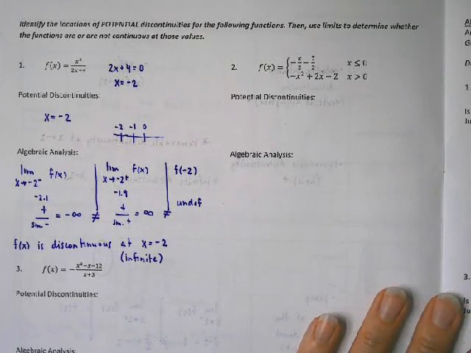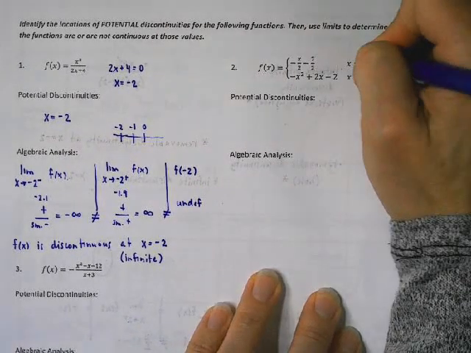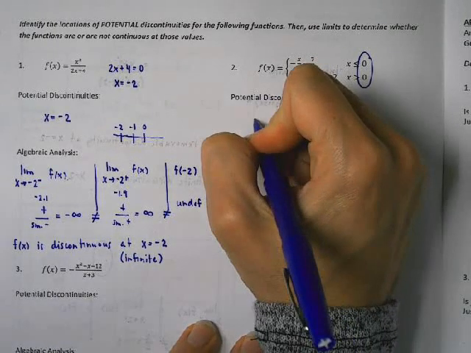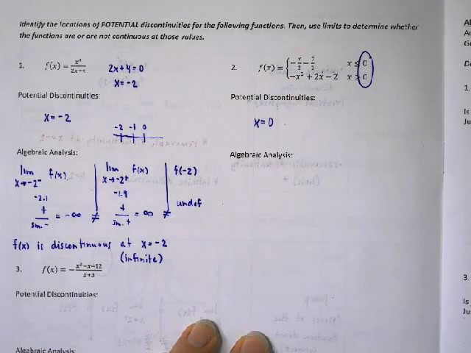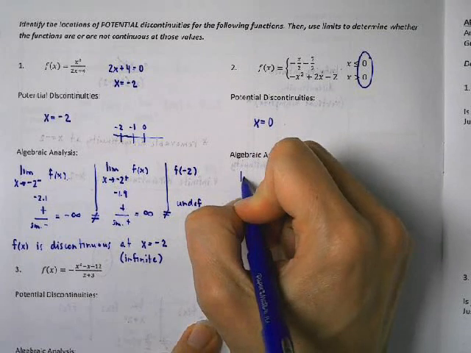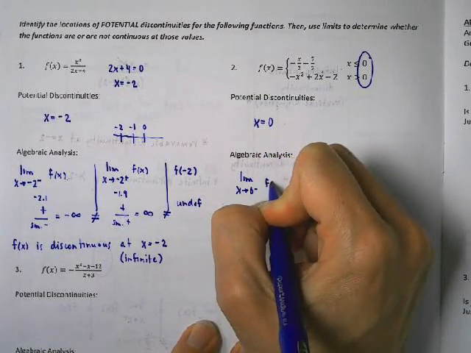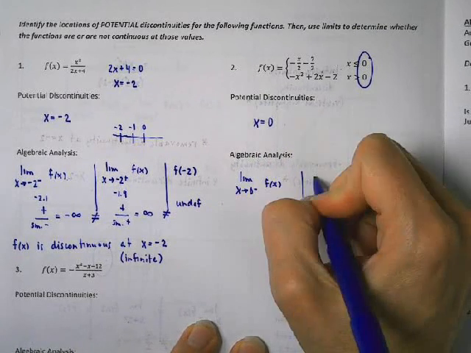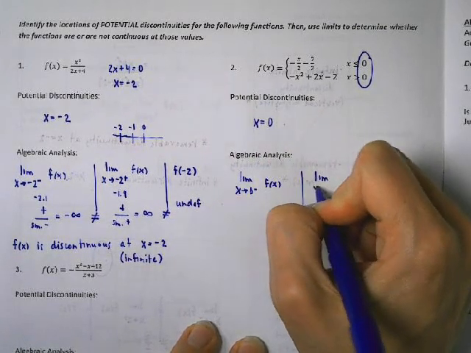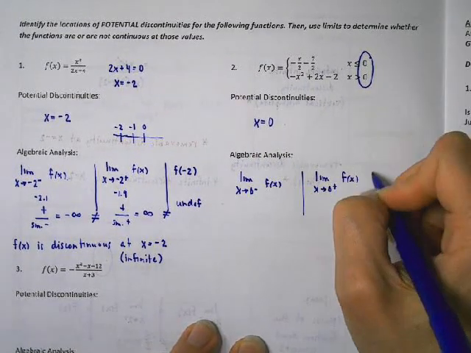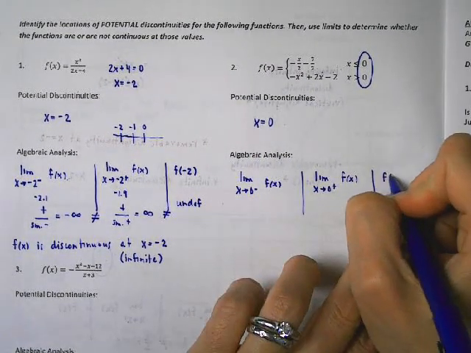All right, number 2, here we have a piecewise, and we know that automatically our potential discontinuity is going to happen at that breakpoint. So we need to check when x equals 0. So again, we're going to do our analysis with the three pieces, approaching 0 from the left, 0 from the right, and then we're going to check f of 0.